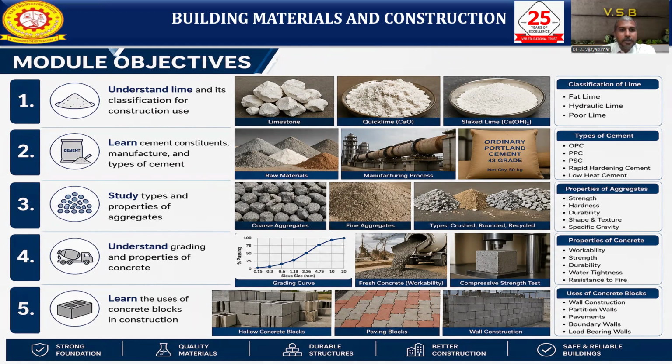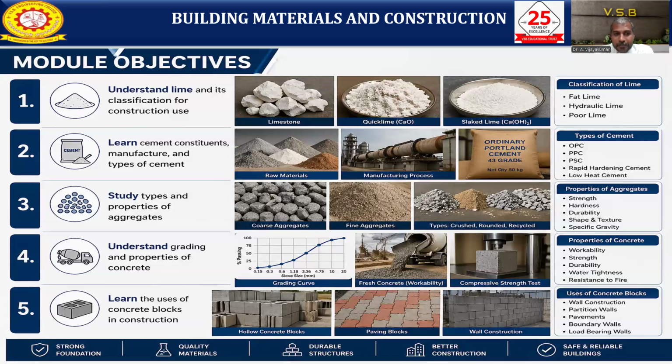Next, students need to learn about the various cement constituent materials, how cement is manufactured, and the various types of cement we use in the construction field. As of now, we know the different types of cement: ordinary Portland cement, PPC, PSC, rapid hardening cement and low heat cement. We have different types of cement available, each with unique characteristics and properties, which you can use for different applications in our construction field.